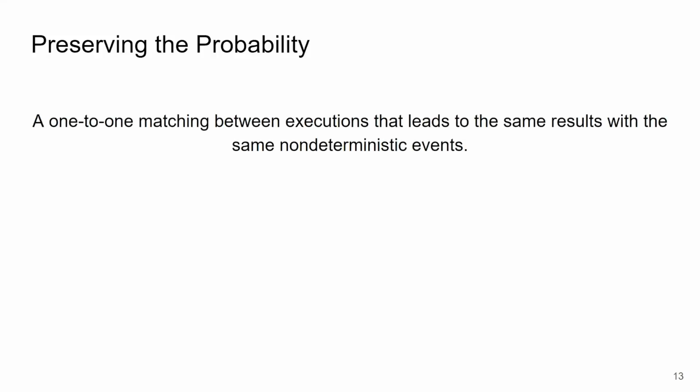Now we formalized our problem. Let's look into how we can prevent it. The intuition behind the solution is that having a one-to-one matching between executions with same results from equivalent states with same non-deterministic events. Such a matching implies that whichever event happens, the result will be the same from equivalent states.